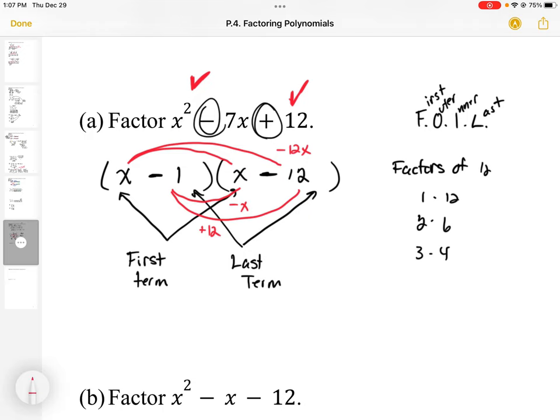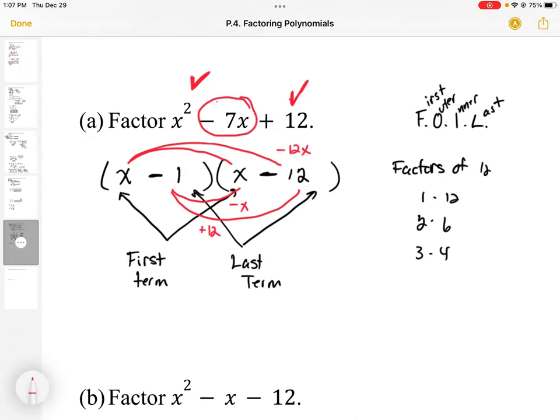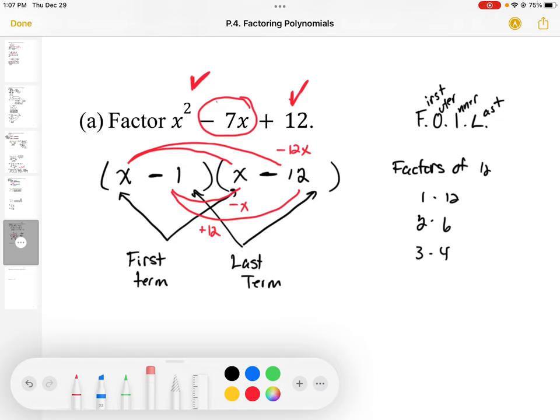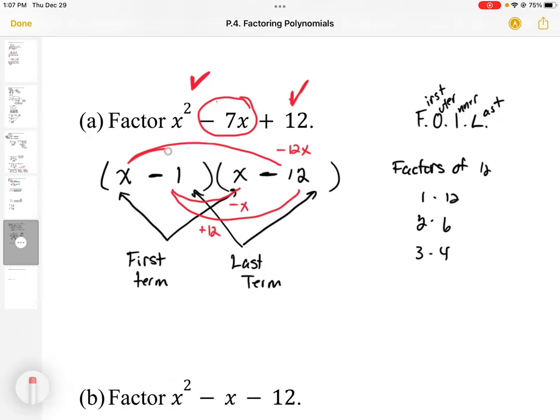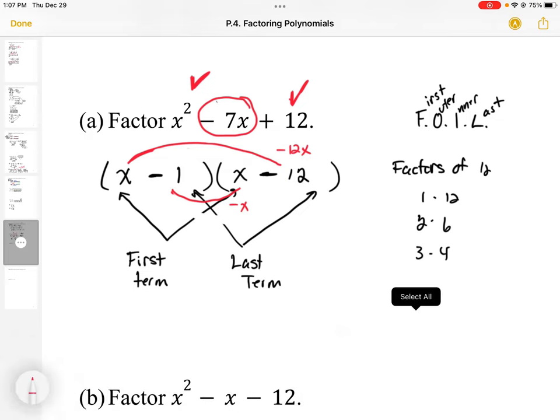So the only term that we need to get is our middle term. I'm going to clean this up a little bit. We're trying to get this negative 7x. And if we look at our check, it's the x times negative 12, and it's the negative 1 times x that's going to give us our middle term. I tell people, when you're factoring, you need to check your outers and your inners. And that's coming back to our acronym FOIL.